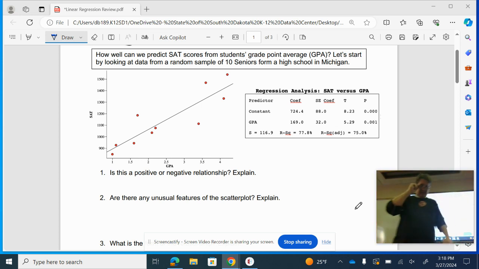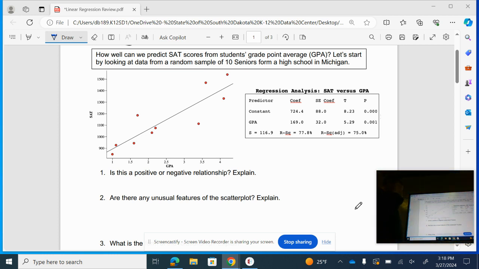Okay, we've got linear regression. We're going to try to do this video with the smart board going on here, or whatever we call this view board. You should have this sheet.